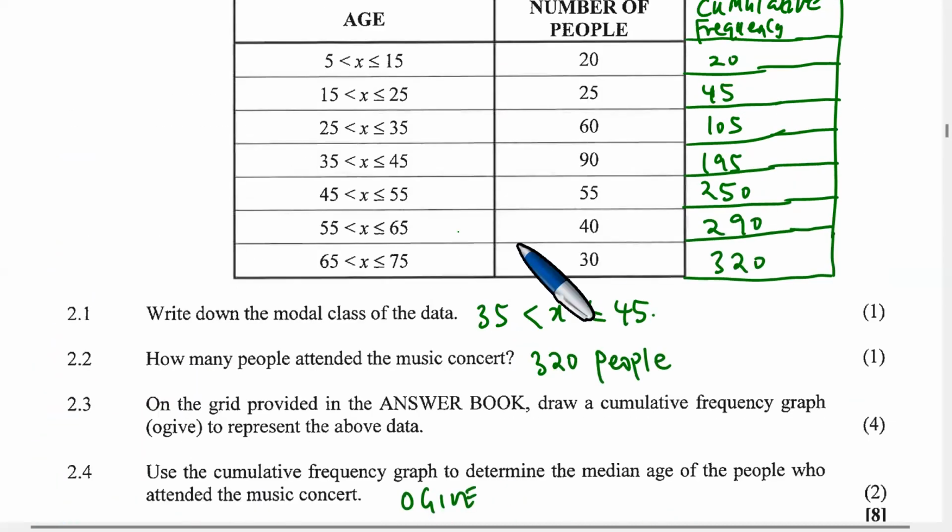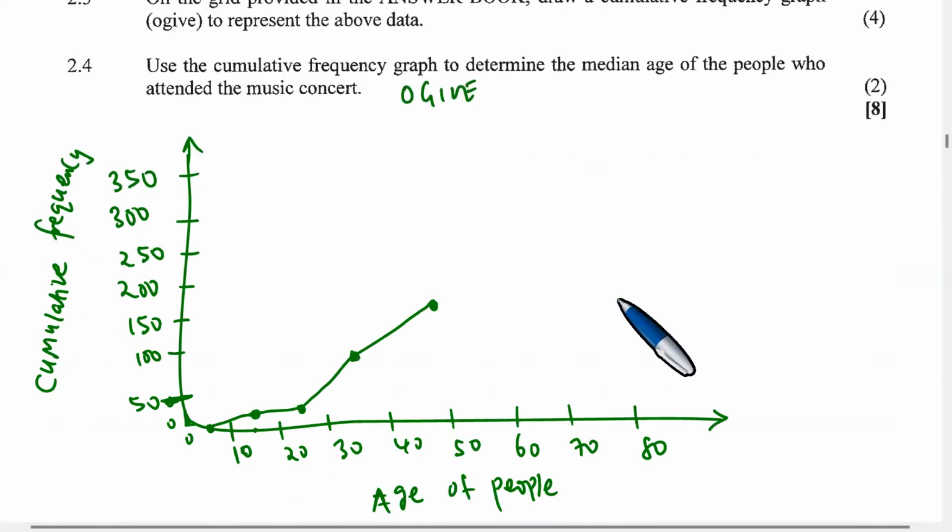Next, we have 55 is 250. There's 55, that goes with 250. So you can do this and mark 55 here. And then it's going to go like this.